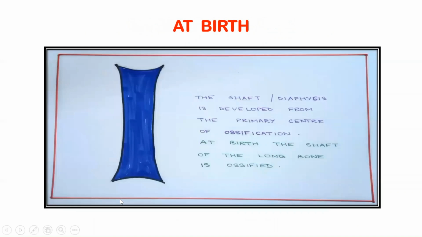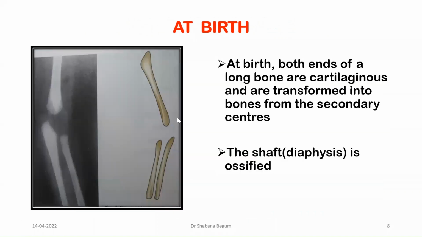So at birth, we can see that the shaft or diaphysis of the long bone is ossified. So at birth, this X-ray is showing that the shafts of the long bones are ossified, but the ends, that is the epiphysis, are still cartilaginous. So this is the humerus, this is the radius, and this is the ulna.